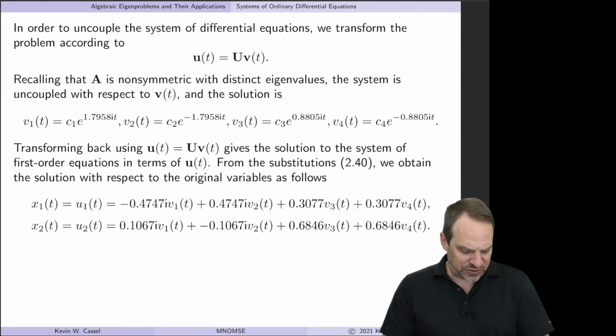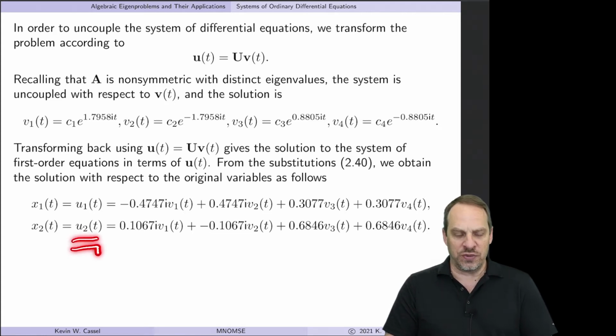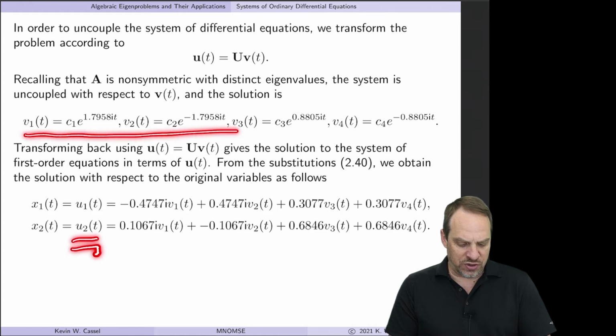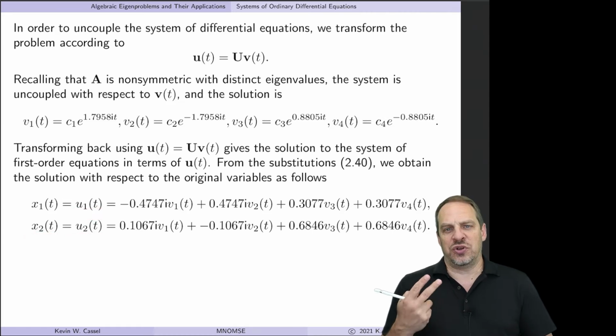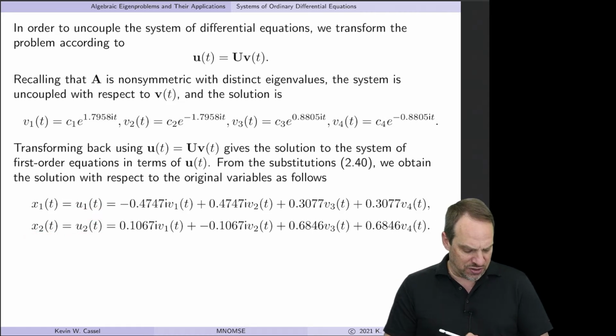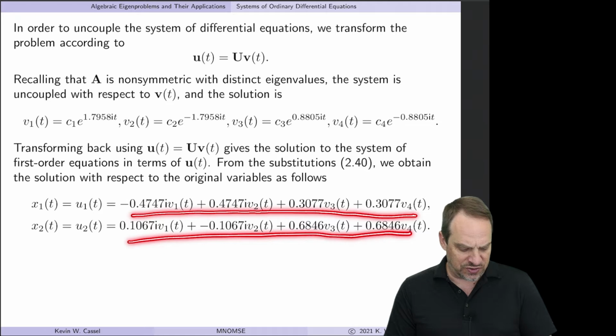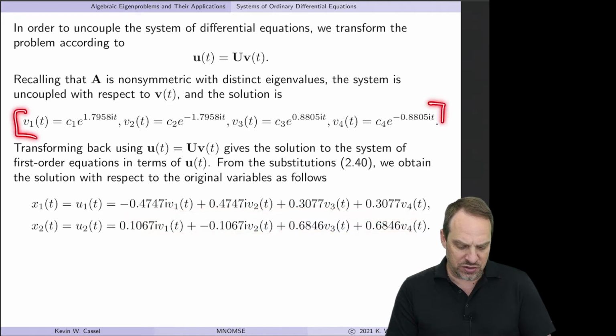So when we solve our system, we get the solutions for U1, U2, U3, U4. Here they are for the V's, and then we just simply multiply by the modal matrix to get it in terms of the U's. But remember, the original x1 is just u1, the original x2 is just u2. So those are actually the only two that we need. We don't need u3 and u4. And here they are. So I've written them in terms of the v's, which we know right here. I didn't put those in because I wouldn't be able to fit them on the slide.